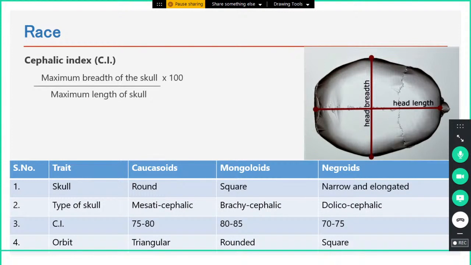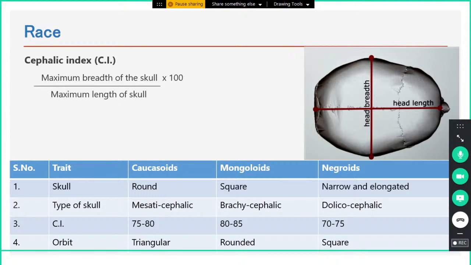Now first, the race. It is determined by the cephalic index, which is the maximum breadth of the skull divided by the maximum length of the skull, multiplied by 100. So here is a table given below.